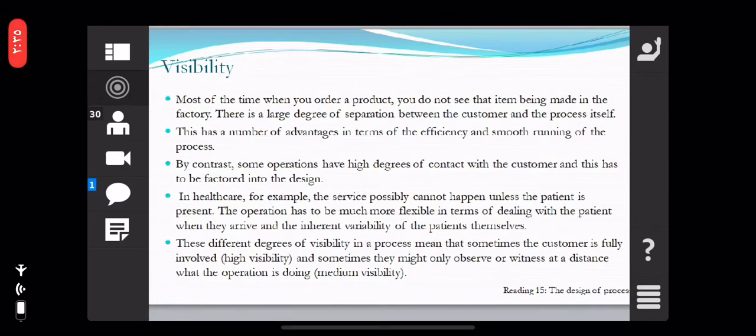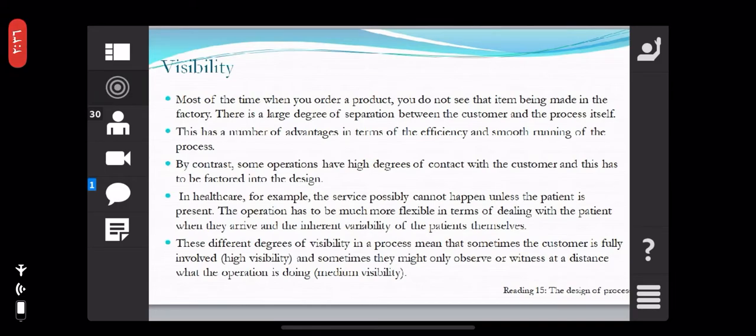But visibility, mostly when you order something online, you cannot see any kind of process anymore, right? It's not visible to you. There is a large degree of separation between the customer and the process itself. The process may be somewhere else in China when you order something, right? There is a huge gap between the customer order and the process of this product.